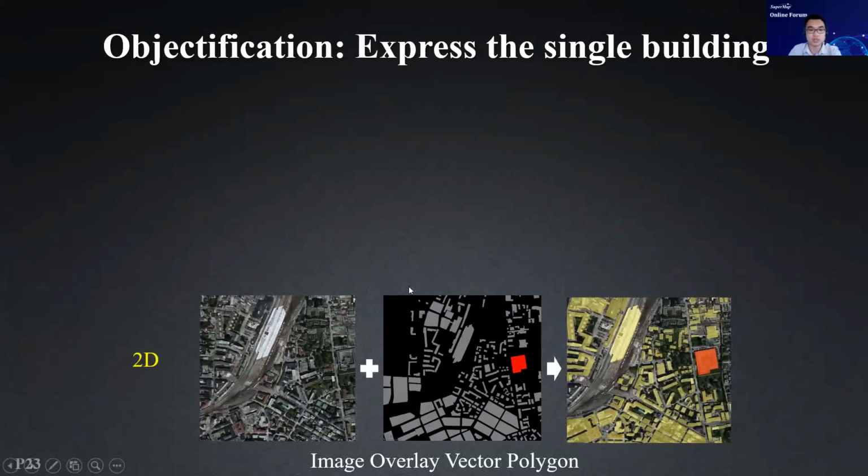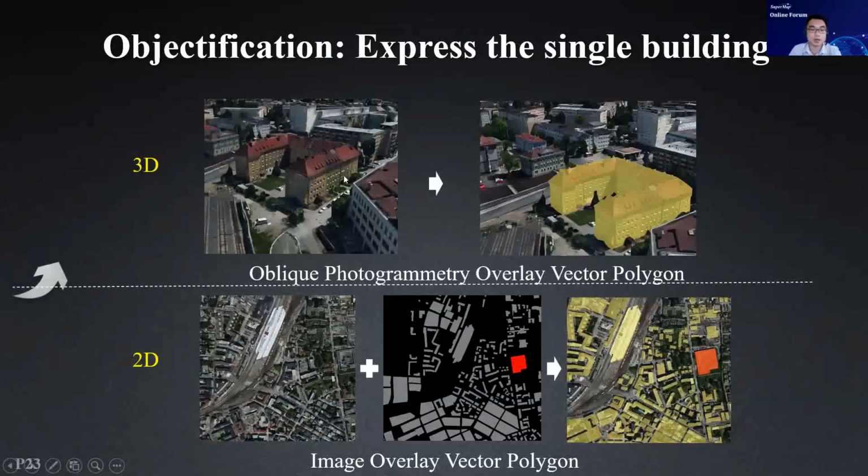So for the 3D, it's similar. So you can see here we have the 3D model, the optical photogrammetry, and then we also overlay the vector data with this model. So, and we do the objectification. And then if we click this building, it will be highlighted, and also we can get the attributes information from this building. So this is our solution.